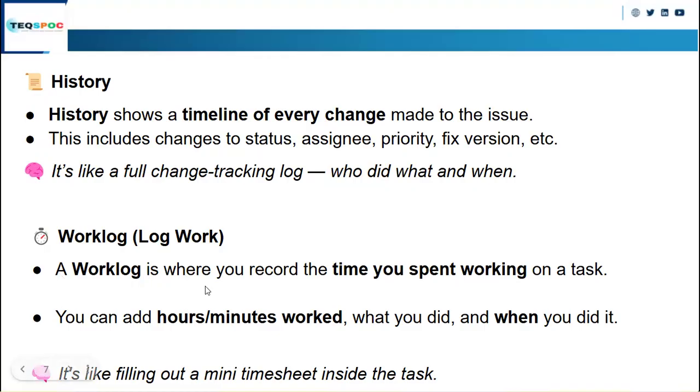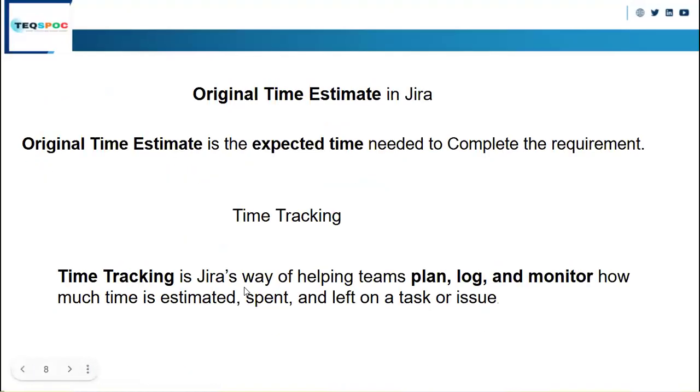Okay, now coming to the next. What is original time estimate? Basically, the original time estimate is how much time is needed for a user story to complete. Like earlier, I have said that the developer had decided that this user story will be completed in 2 days. So that is the original time estimate. And we will see how to mention the original time estimate and how to work log your working hours. Next term is time tracking.